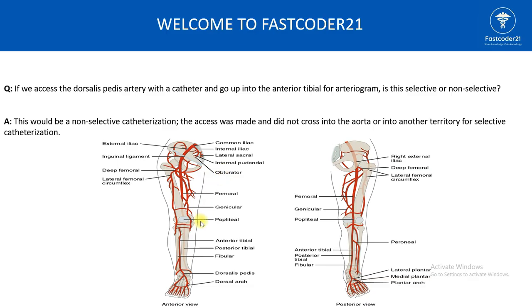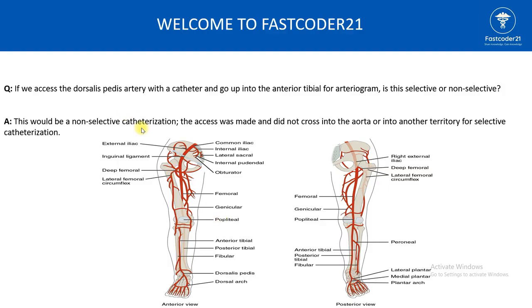Now we need to understand why this is non-selective catheterization. In lower extremity revascularization procedures, we have three territories: the iliac territory, the femoral and popliteal territory, and the tibial and peroneal territory. Here, you need to understand the difference between selective and non-selective. Selective means the catheter crosses the aorta or another territory, so we call that selective. If the catheter does not cross the aorta or stays in the same territory, we call it non-selective.